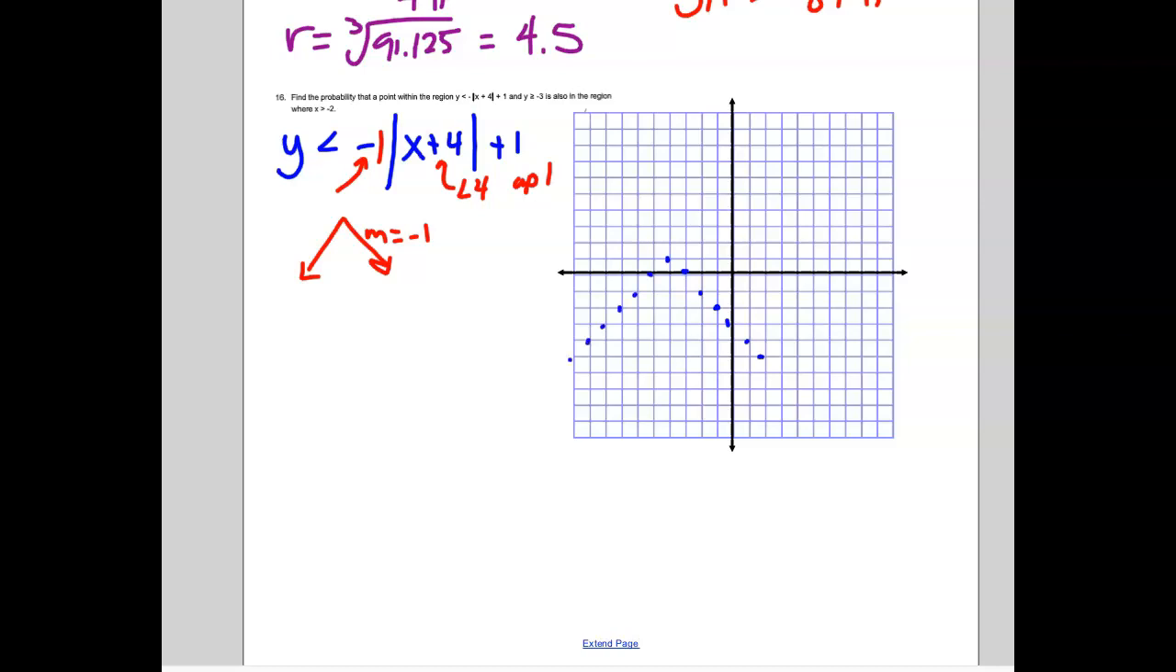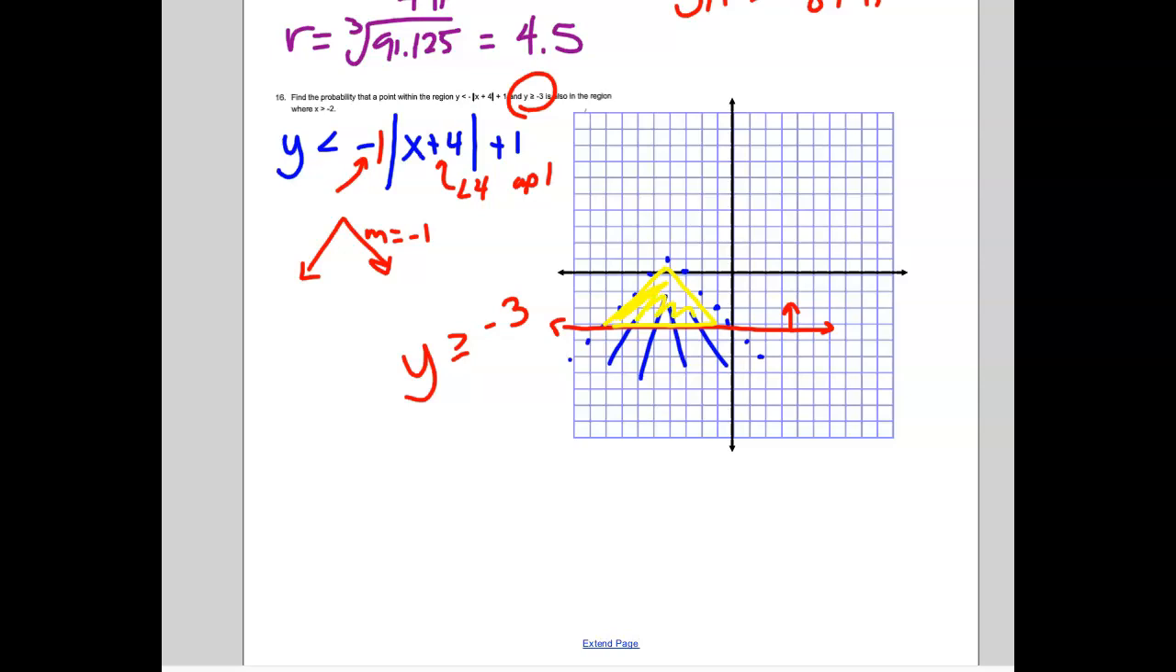Okay, so there's my negative absolute value graph, and it says we want to be less than that. So we want to be underneath. We're shading under here. And we also want to be where y is greater than or equal to negative 3. So y being negative 3 would be right here, and we want to be above that. So our region that we're working with is this part in here.